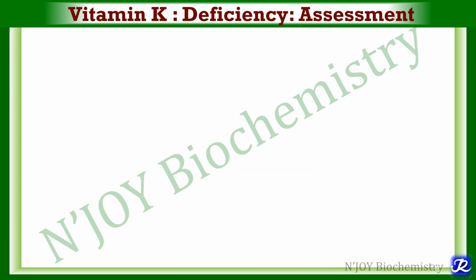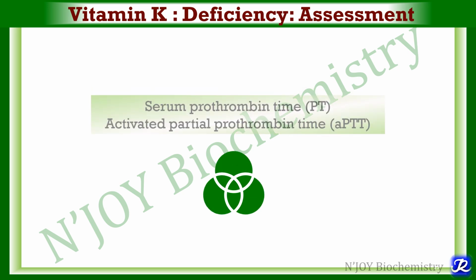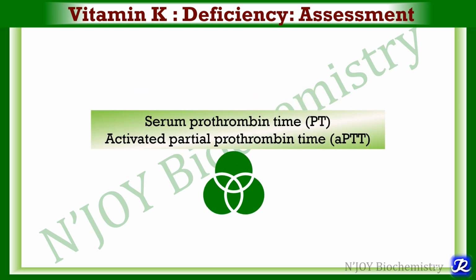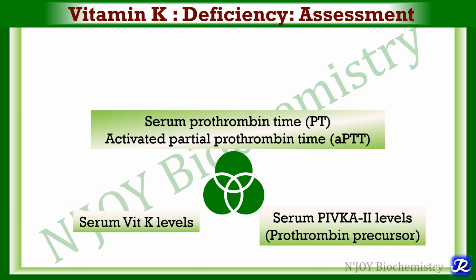How is vitamin K deficiency assessed? It can be assessed by estimation of serum prothrombin time and activated partial prothrombin time, by estimation of serum vitamin K levels and serum prothrombin precursor level, that is PIVKA-2 levels. Now this prothrombin time is increased in severe deficiency states. Measurement of prothrombin time is one of the liver function tests. When the liver is not functioning properly, it will not be able to synthesize the clotting factors, and it will lead to prolongation of this prothrombin time.